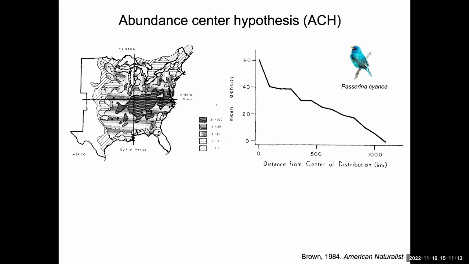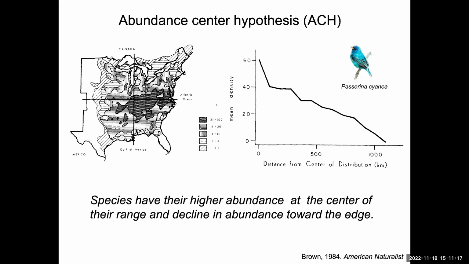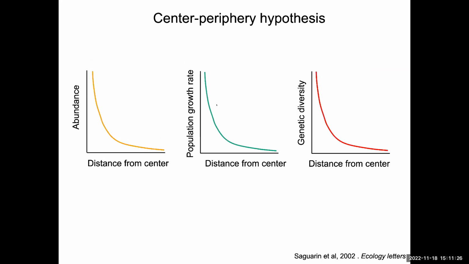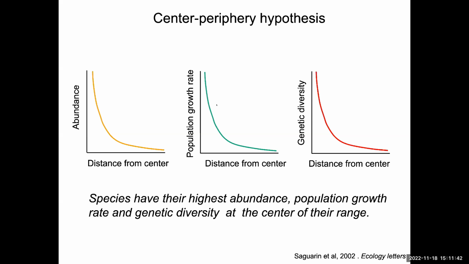Based on this species and a bunch of other species, he concluded that in general, species have a higher abundance at the center of the range and decline in abundance toward the edge. In addition to the decrease in abundance from center to periphery, many authors began reporting a decrease in population growth rate and genetic diversity from center to periphery. And this is called the center-periphery hypothesis.